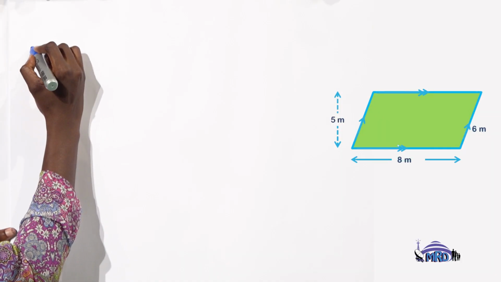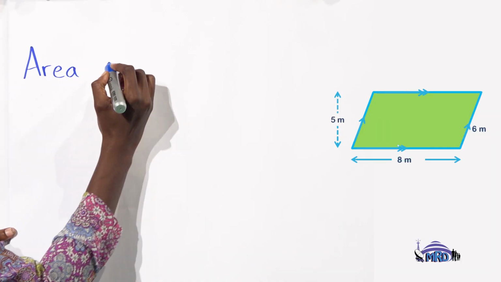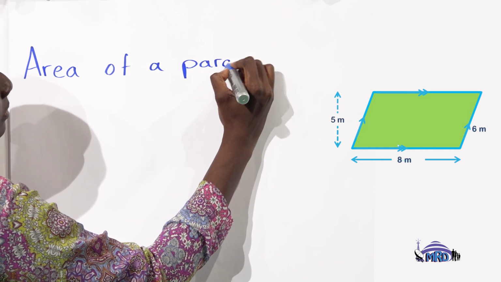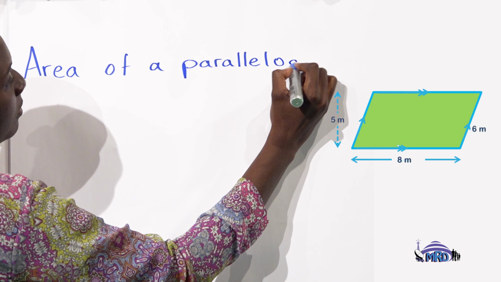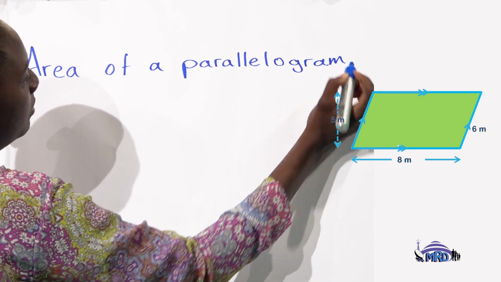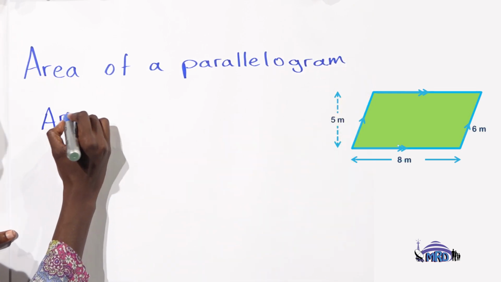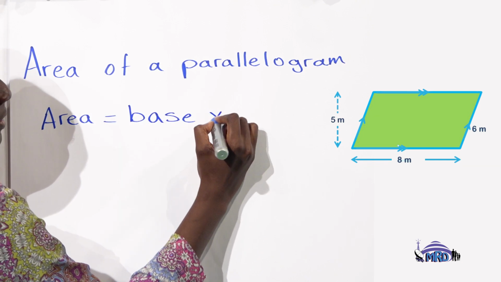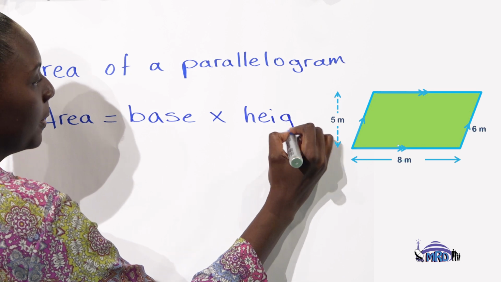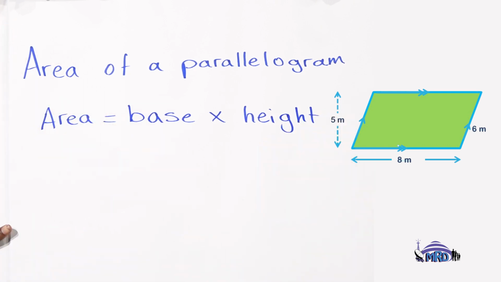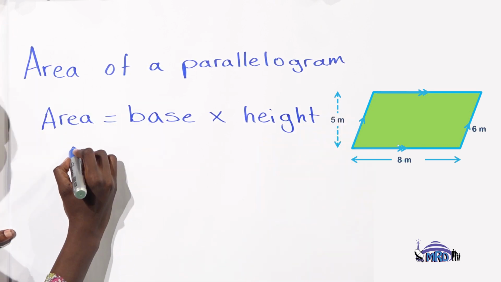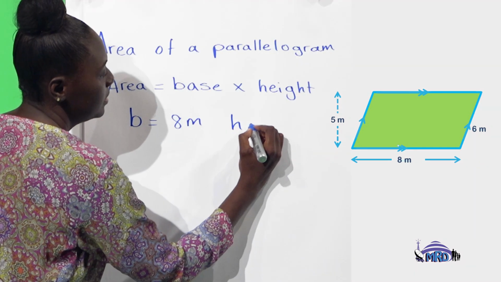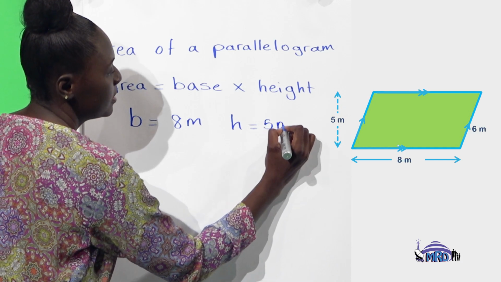So recall the area of a parallelogram: the area is equal to the base times the height. And in this example, we have a base of 8 meters and a height of 5 meters.